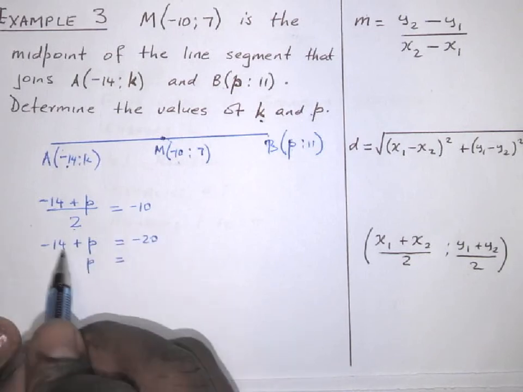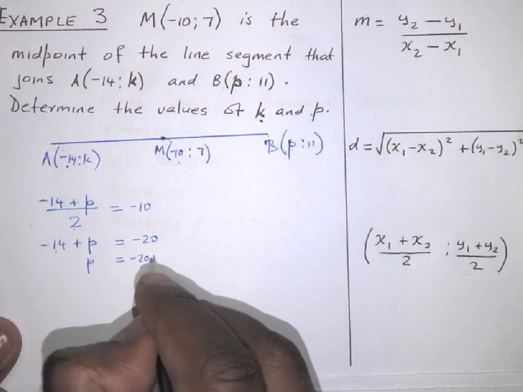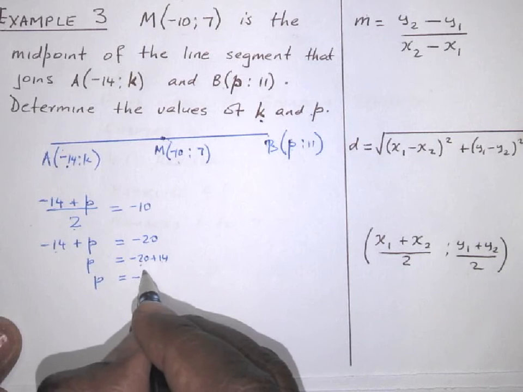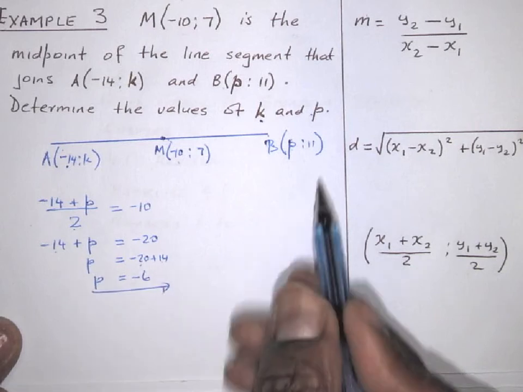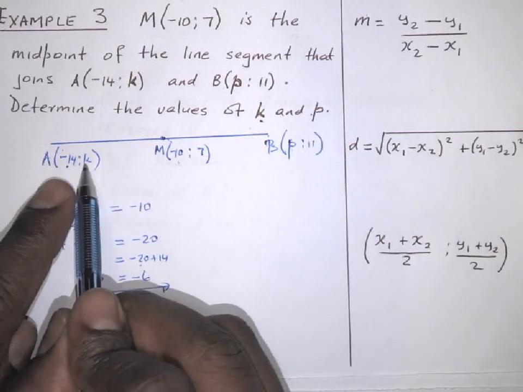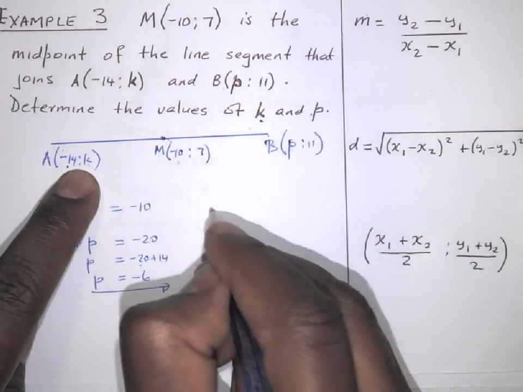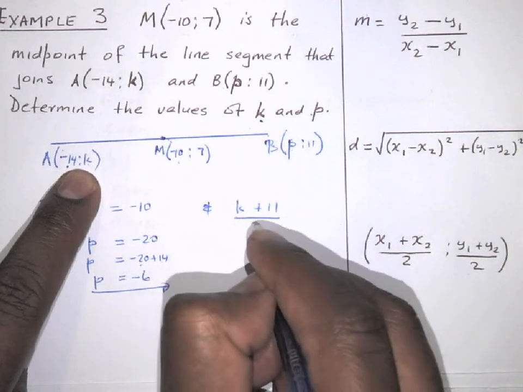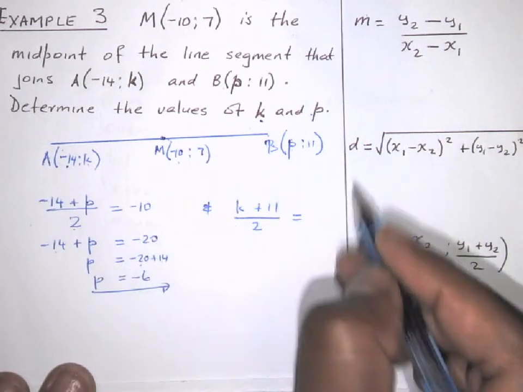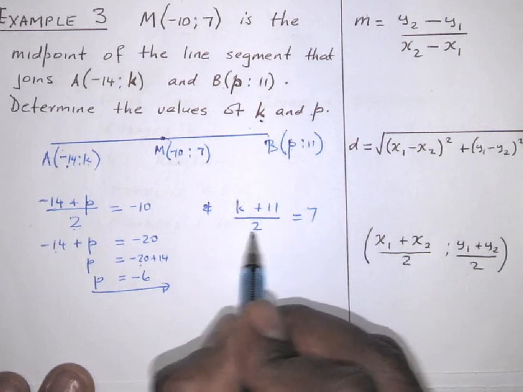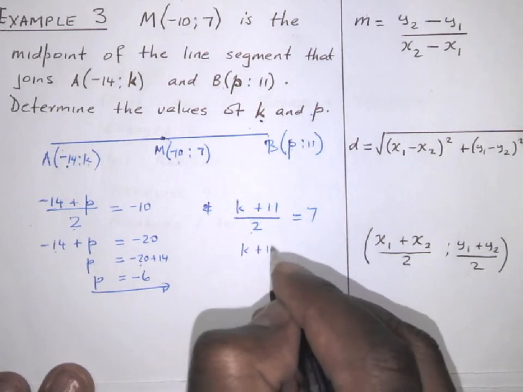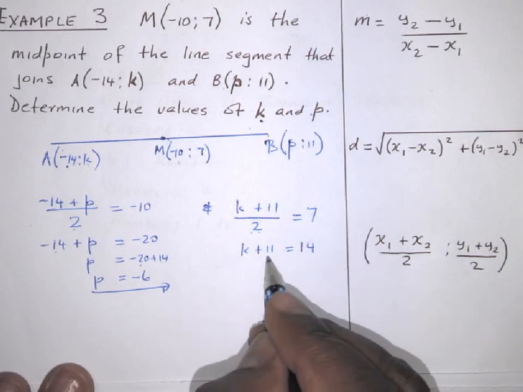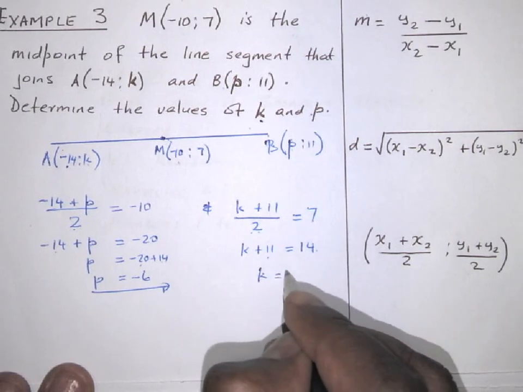Done. So if I want to find k, I do the same thing here. K plus 11, if I divide by 2, I will get that middle number, which is 7. Solving for k, cross multiply, so k plus 11 is equal to 2 times 7, which is 14. So I take 11 to the other side, so k is equal to 14 minus 11, so your k value is equal to 3. This is not difficult. It is very easy to do these problems.